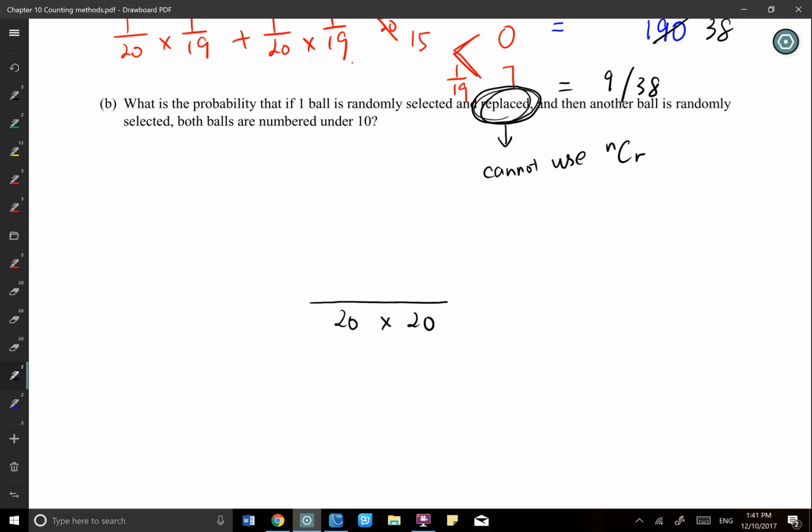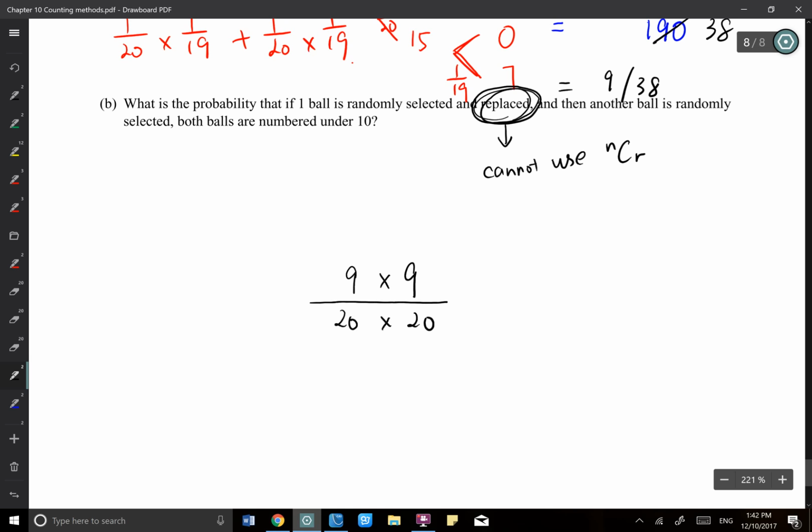So how many ways can I have balls numbered under 10? I will have 9 times 9, because I can have 9 balls selected in the first draw and 9 balls selected in the second one as well. So it's 9 times 9. So it's 81 over 400.